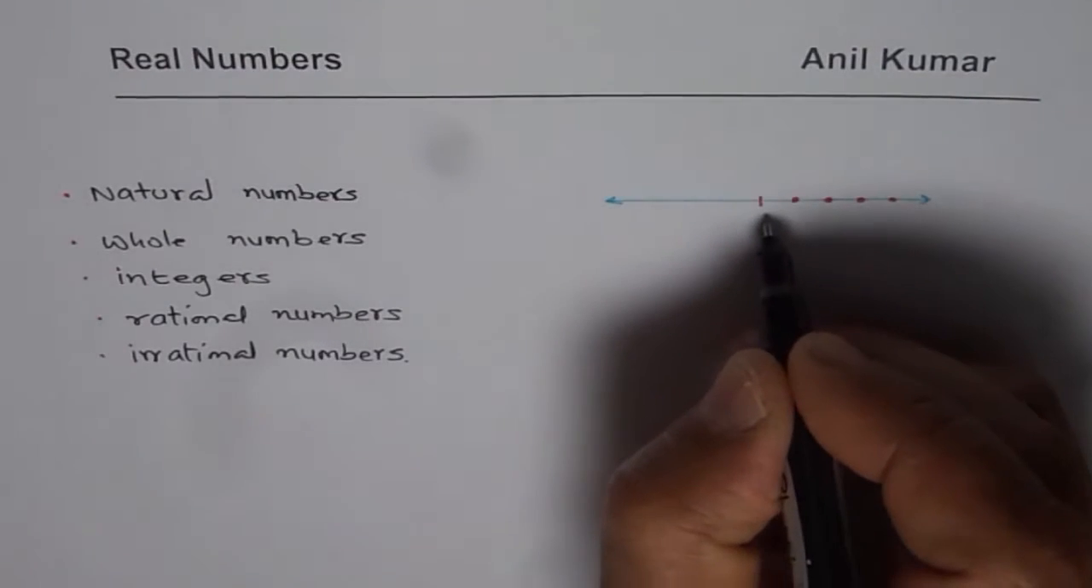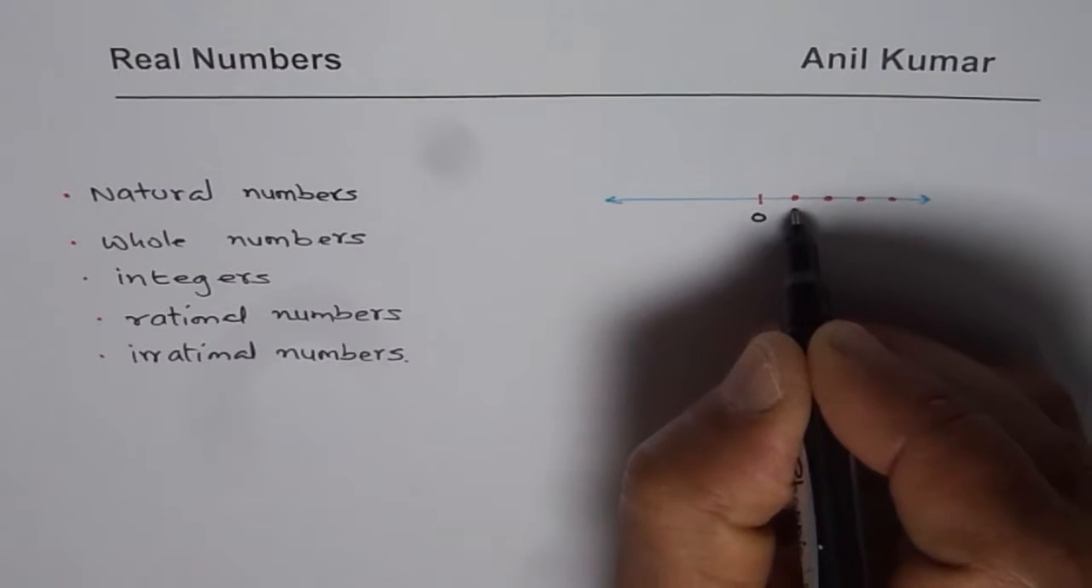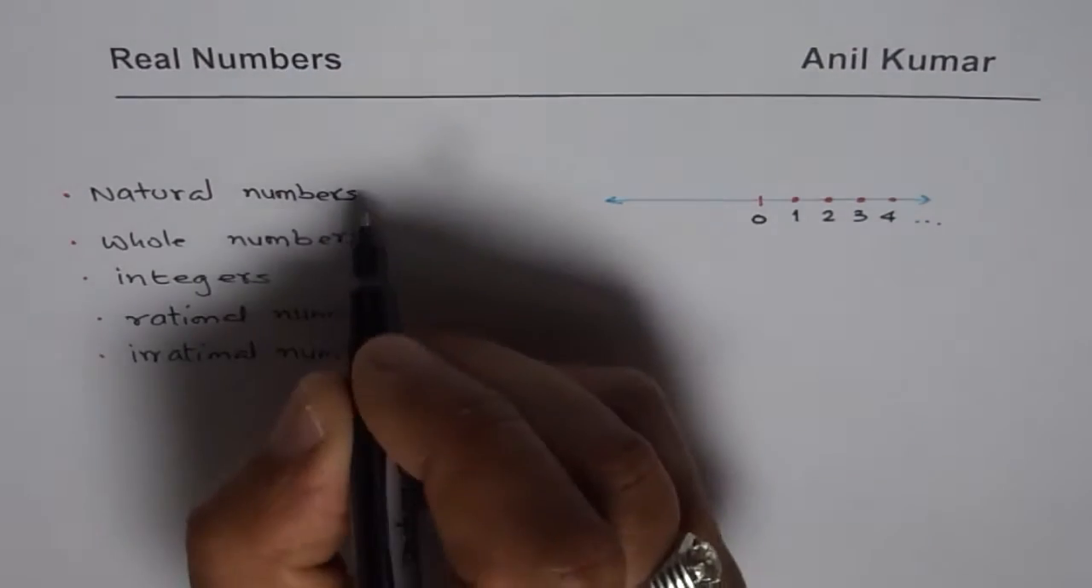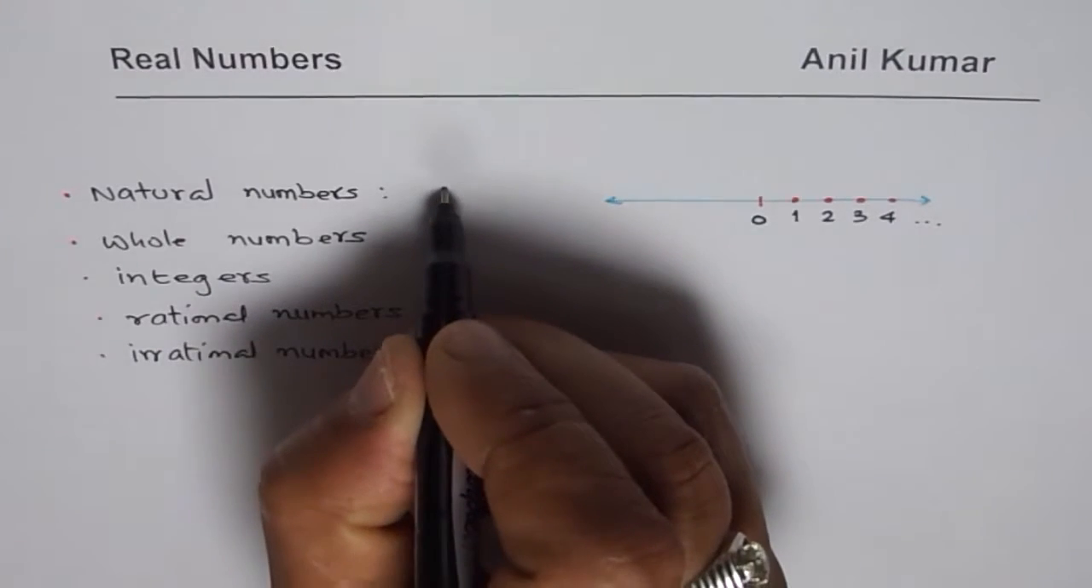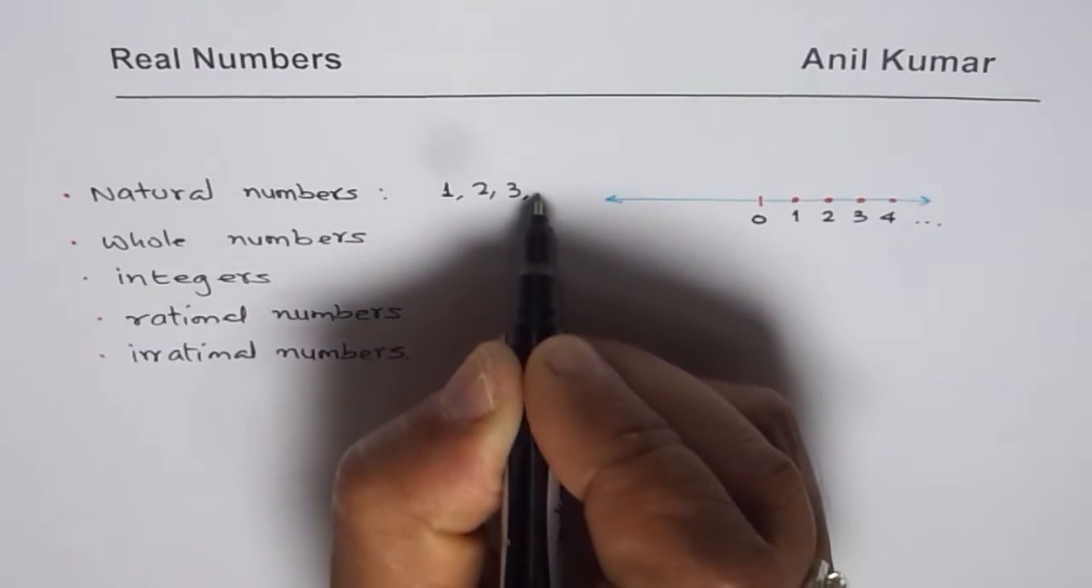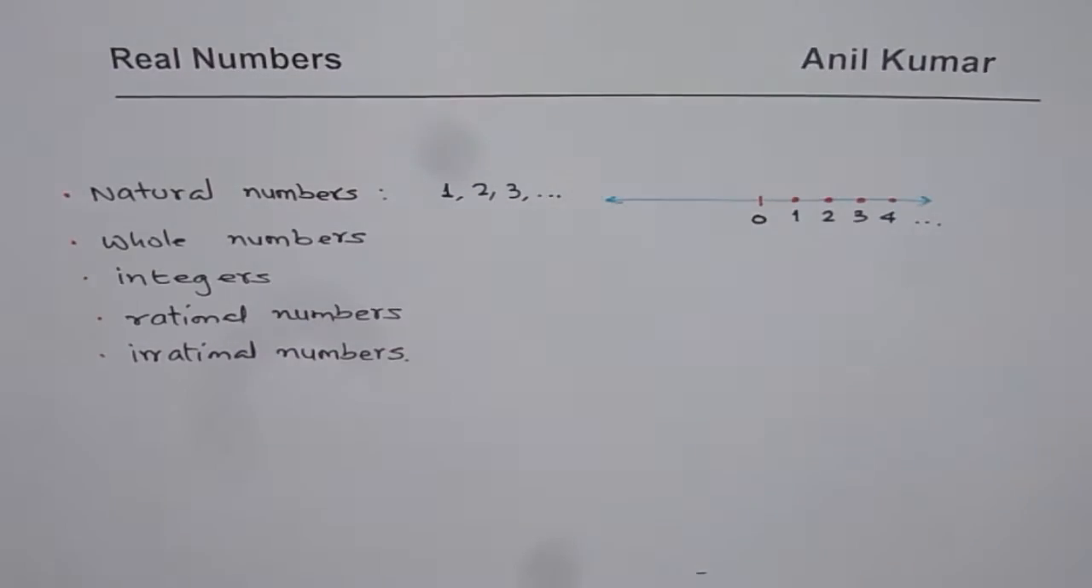So on the right side of 0, these are the numbers like 1, 2, 3, 4, and so on. So natural numbers are the numbers which start from 1, and they're all positive, right? So they are all positive numbers.